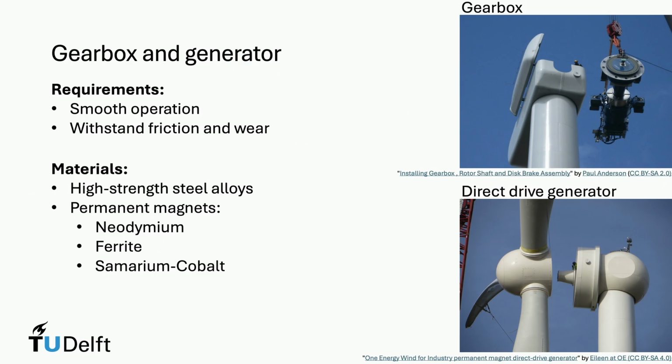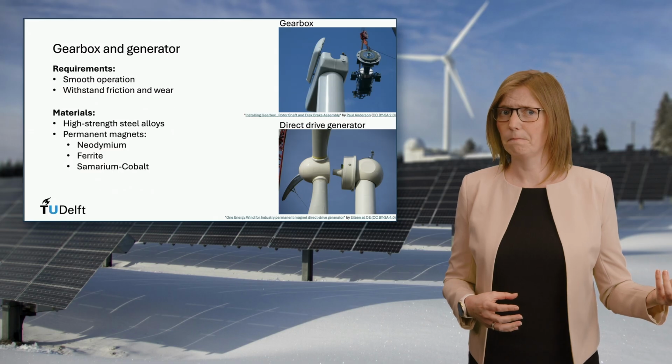There are three types of magnets used, mostly neodymium magnets. For smaller turbines, ferrite magnets might work as well, as they are less powerful. And in case of extreme environments, an alternative could be samarium cobalt magnets.